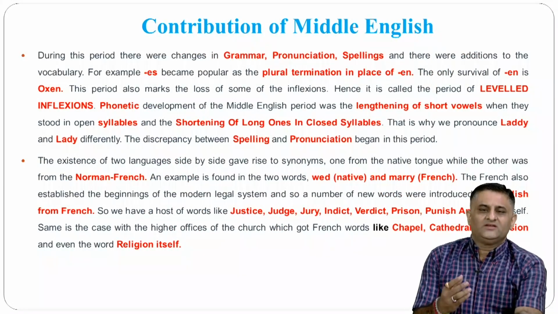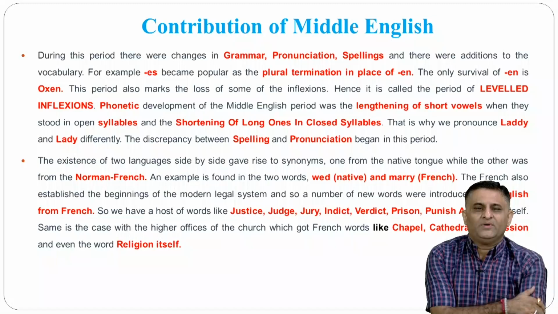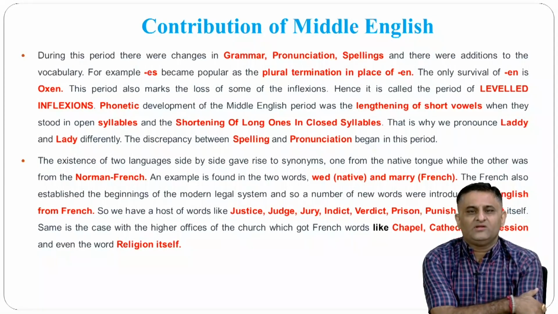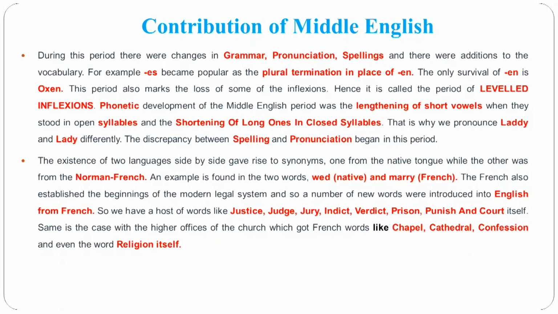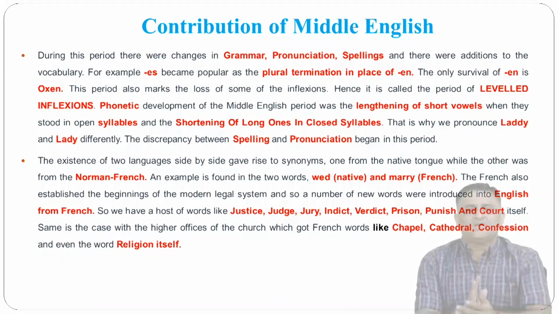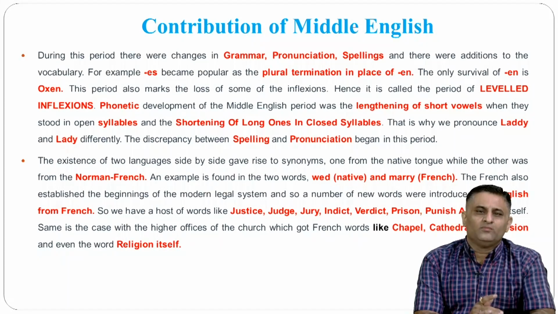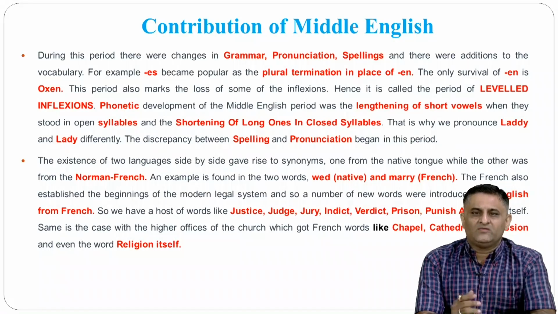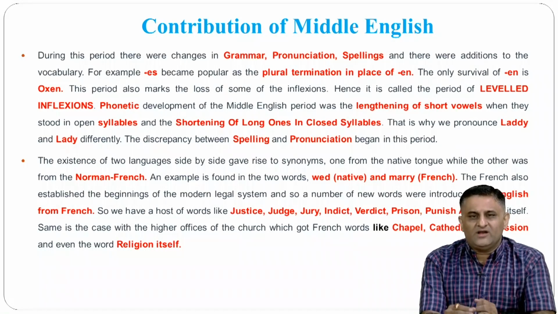Now, as we had an introduction to Middle English in the previous slide, in this slide we have some information about the contribution of Middle English to the English language. During this time period, there were changes in grammar, pronunciation and spelling, and there were additions to the vocabulary. For example, es became popular as a plural termination in place of en. Dear students, I hope you know that when we want to make a singular word plural, we use s or es at the end of the word.